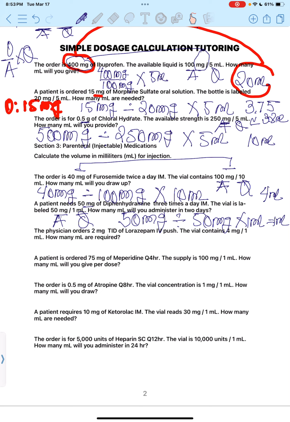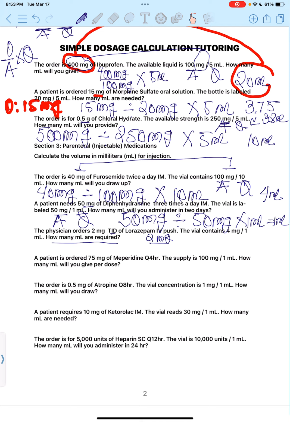Let's move on here. So you can see they prescribe that TID. But how many milliliter required? Just a reminder, it's a single dose, unless it says how many milliliter required per day. That one we're gonna take the frequency into consideration. But other than that, our order is 2 milligrams. So I do 2 milligram.